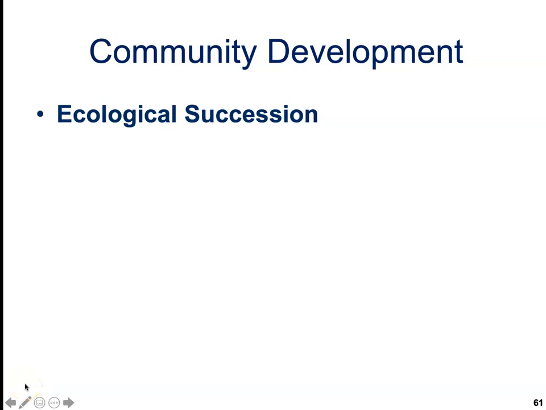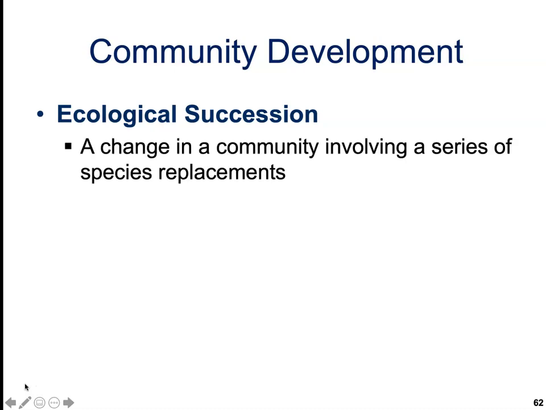Communities are subject to disturbances that can range in severity from a storm blowing down a patch of trees to a beaver damming up a pond to volcanic eruptions. So we know from observation that after disturbances, changes occur in the community over time. Ecological succession is a change in community involving a series of replacements.